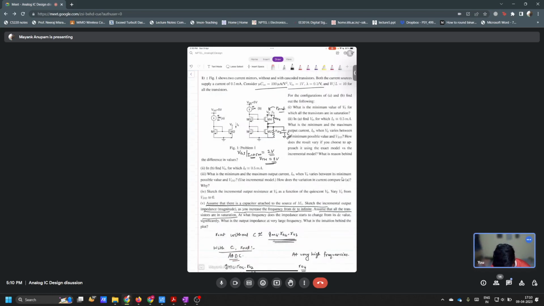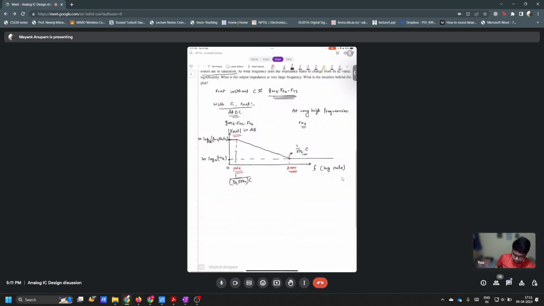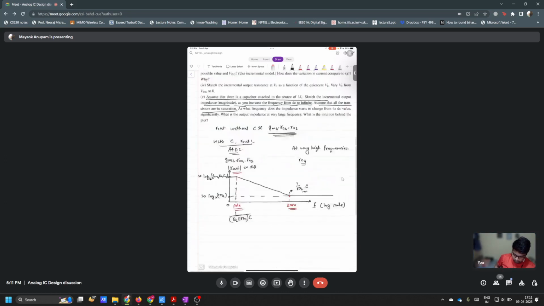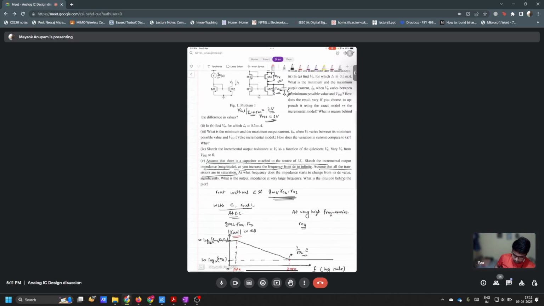Sir, one doubt. Suppose RDS1 equals RDS2, sorry, RDS4 equals RDS2, RO4 equals RO2. Then the pole will be like 2 by... the pole frequency will be greater than the zero frequency, no, sir?